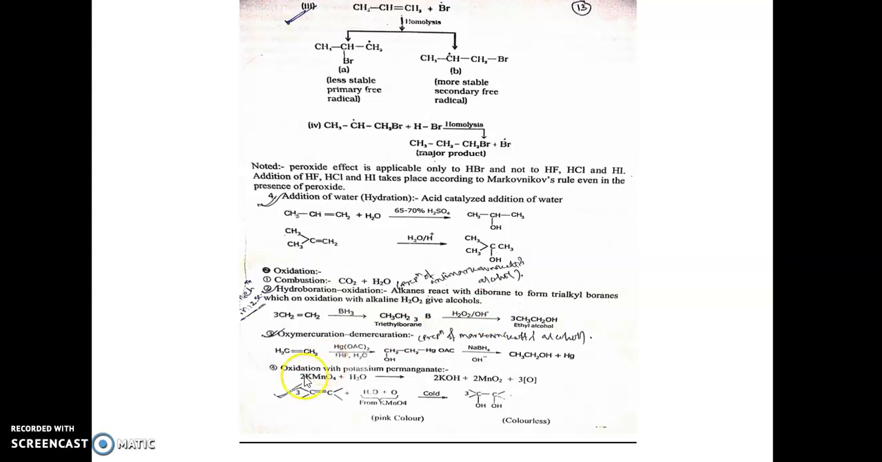Now in case of oxymercuration demercuration, another reaction is possible. The alkene, that means ethylene, CH2=CH2, is reacted with Hg(OAc)2, mercury diacetate, in the presence of water, and you will initially get this product. This product is then reacted with sodium borohydride, NaBH4, and OH minus to give you CH3CH2OH.